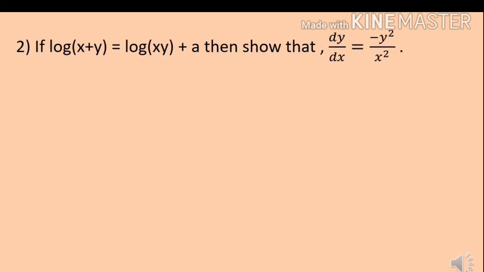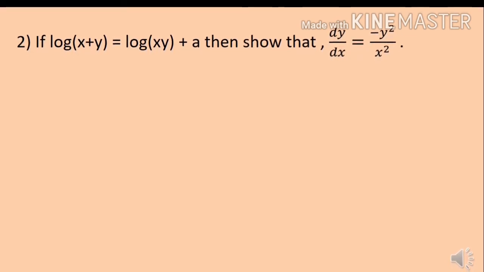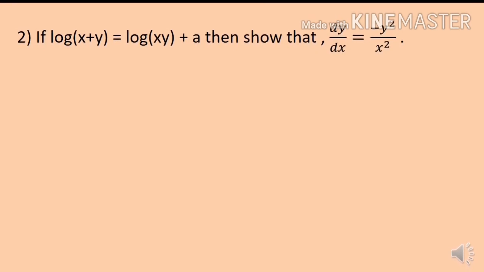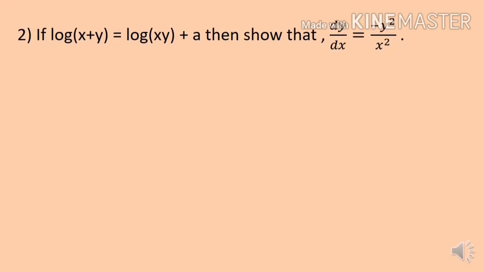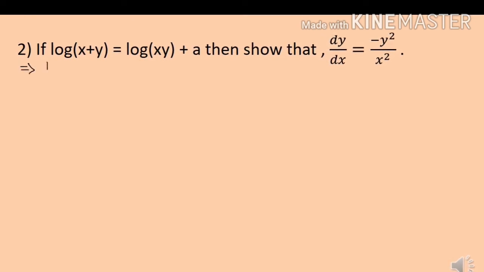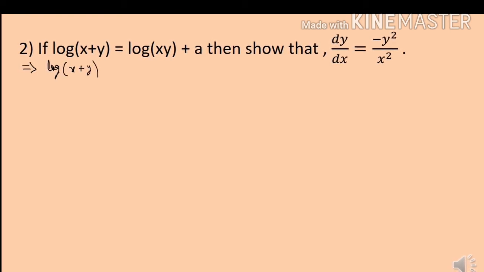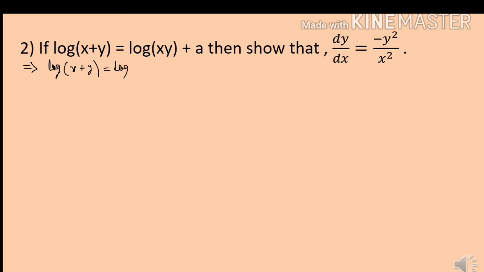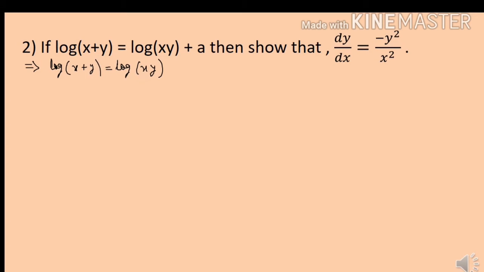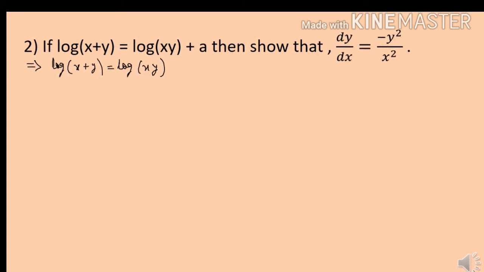If log of x plus y is equal to log xy plus a, then show that dy by dx is equal to minus y square upon x square. So let us first write what is given. Log of x plus y is equal to log of xy. Now we know that this log xy can be written as log x plus log y. So let us write that.